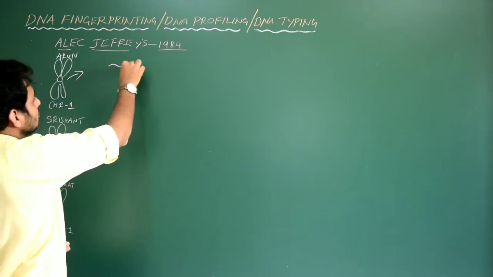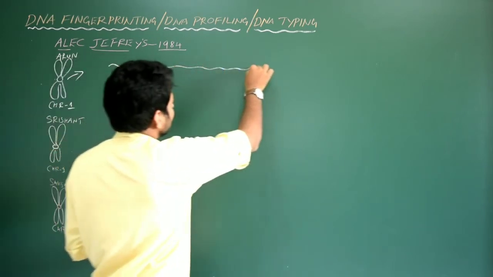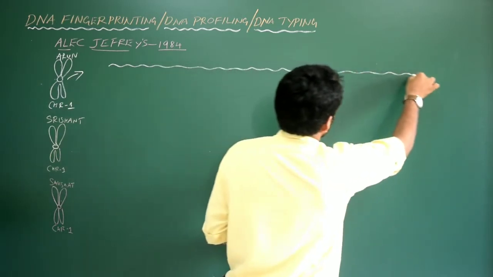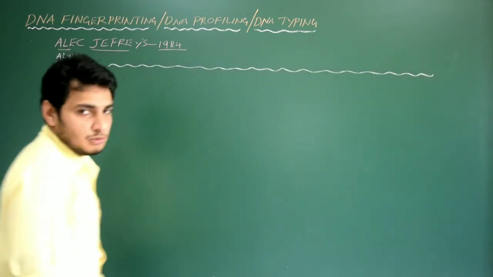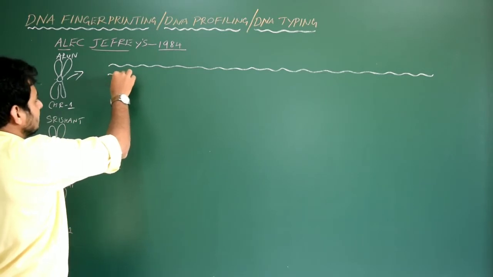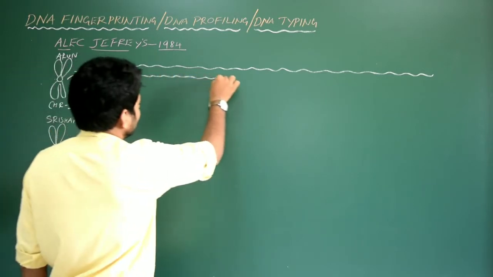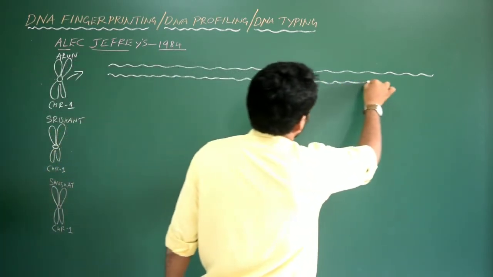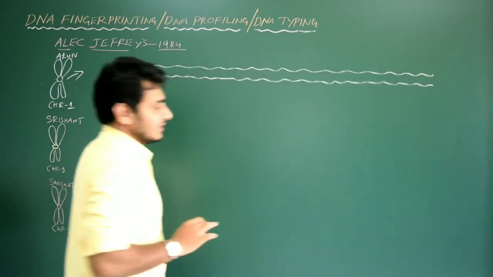I'm going to just draw the DNA, because if I unwind this chromosome, I'm going to get the DNA itself. Okay, so let me just draw the DNA. Yes, this is now DNA.